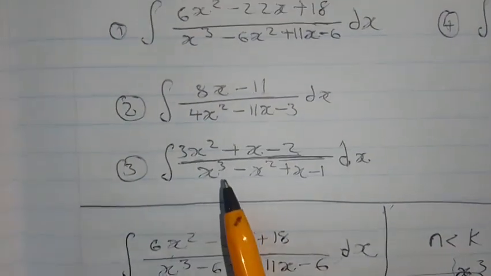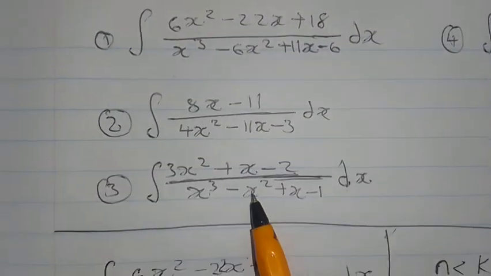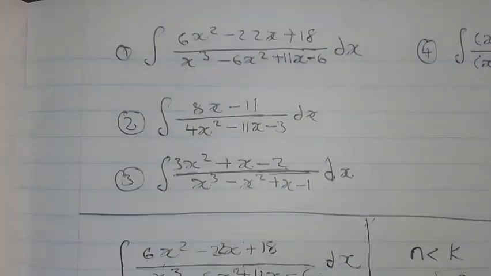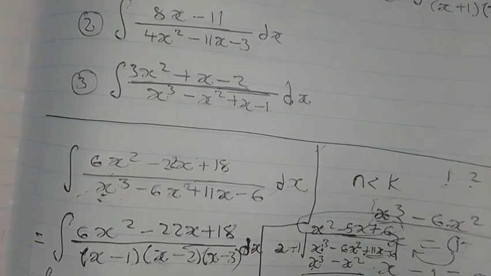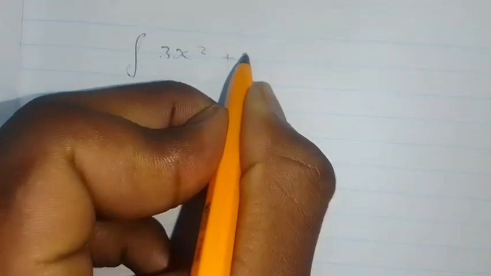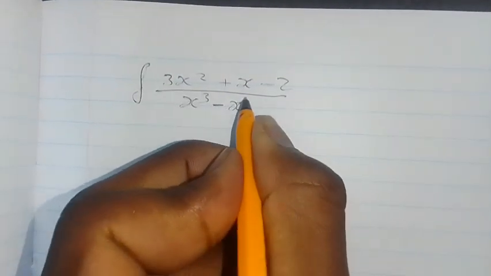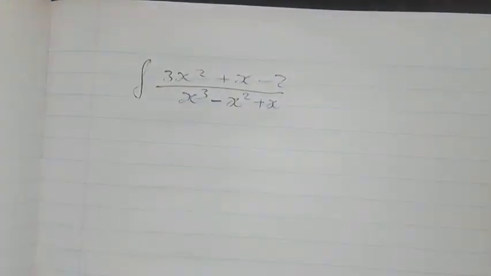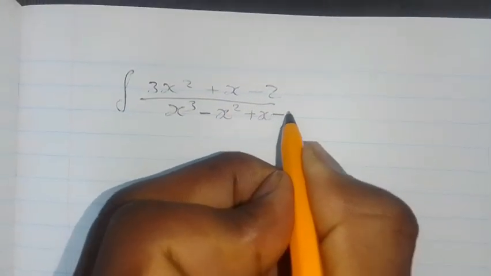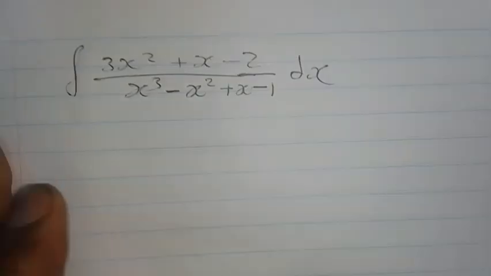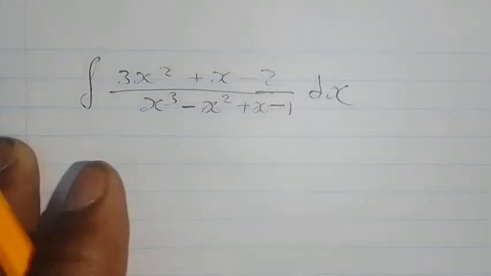Now number 3, we have x cubed minus x squared plus x minus 1. Okay, let me just go to the next page. 3x squared plus x minus 2 divided by x cubed minus x squared plus x minus 1 dx. Now, can you pause the video and see if you can work this one out?